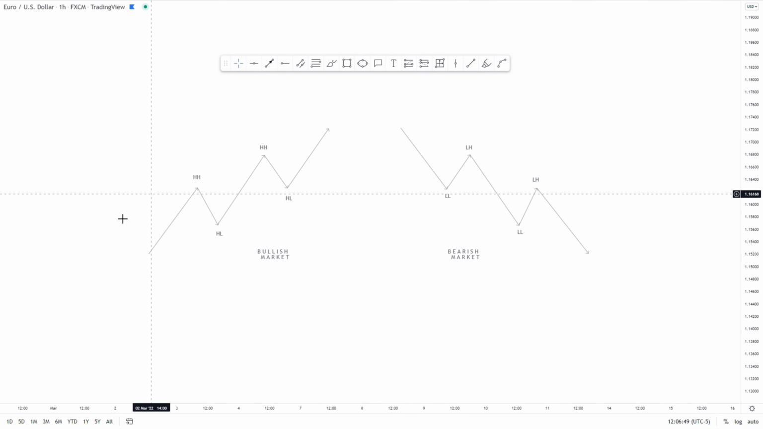Mind you, when you do go on a live chart, it is going to look very different, but this is really all it is, guys. We want to be buying in a bullish market and we want to be selling in a bearish market. And market structure is basically the turning points in the bullish market.